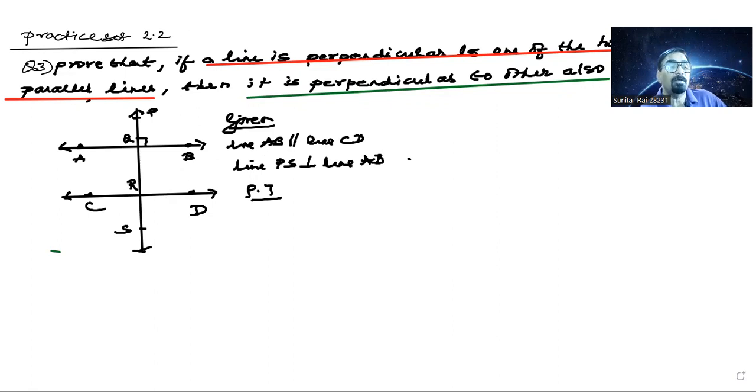Please have a look here. Line AB. Okay, this was line AB. One of the parallel lines is line AB. Okay, and now I have to prove it is perpendicular to the other also. So line PS perpendicular to line CD.